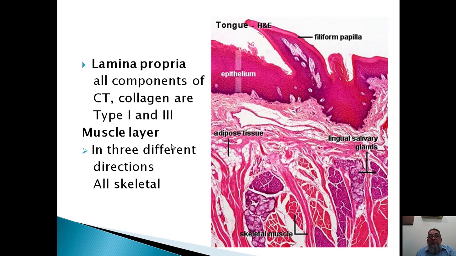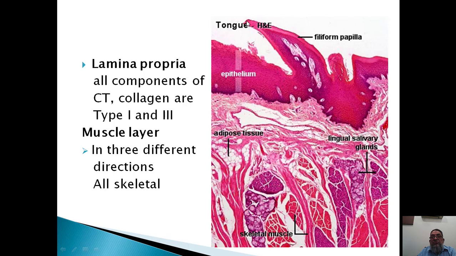Now this is the whole diagrammatic presentation of the tongue, H and E. Lamina propria contains the collagen fiber type 1 and type 2. Muscle layers are present in three different directions, all skeletal: horizontally, vertically, and longitudinally arranged. All the muscles are skeletal tongue muscle. So this is filiform papillae.